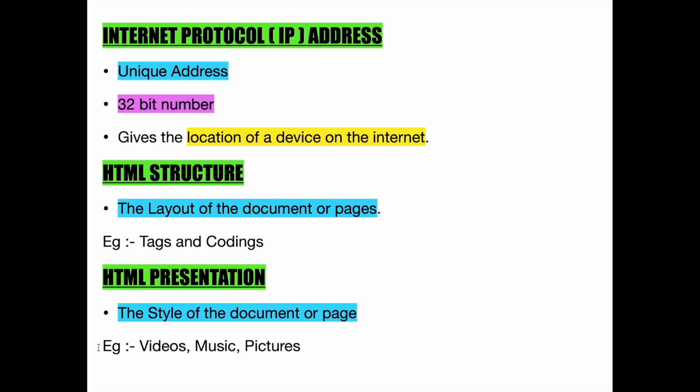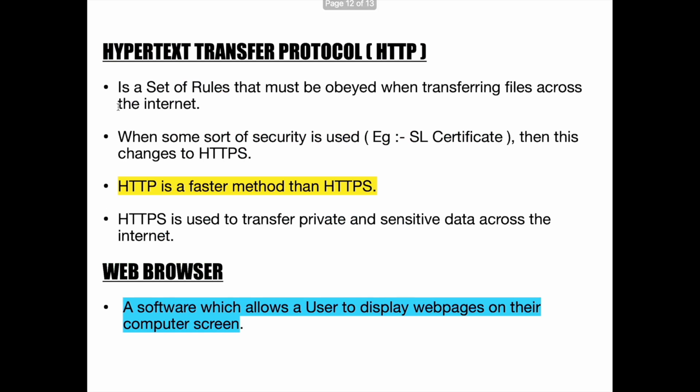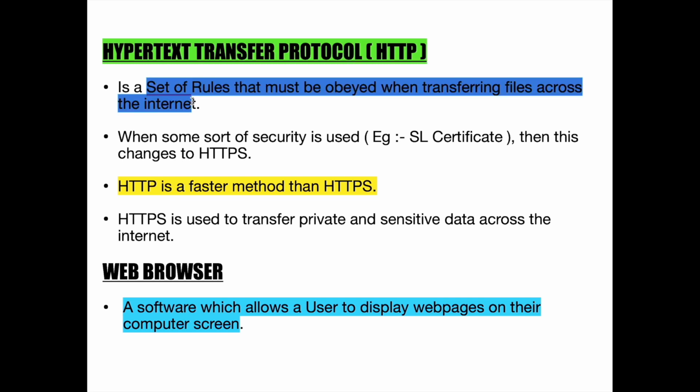The next subtopic is about the Hypertext Transfer Protocol, or HTTP. Simply, HTTP is a set of rules that must be obeyed when transferring data across the internet. When more security is used during these transmissions across the internet, HTTP becomes HTTPS. HTTPS is used to transfer private and sensitive data across the internet. HTTP is faster than HTTPS.